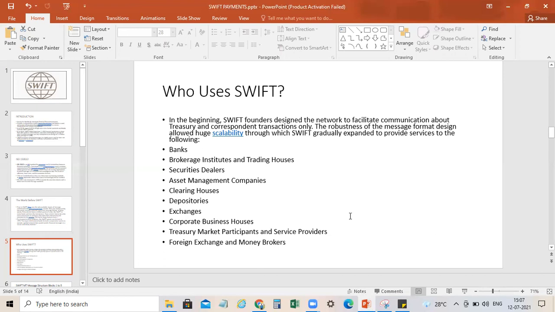So this is all about SWIFT: the history of SWIFT, how it evolved, what all it provides, and what the situation of the world was in terms of financial institution transfers before SWIFT came.